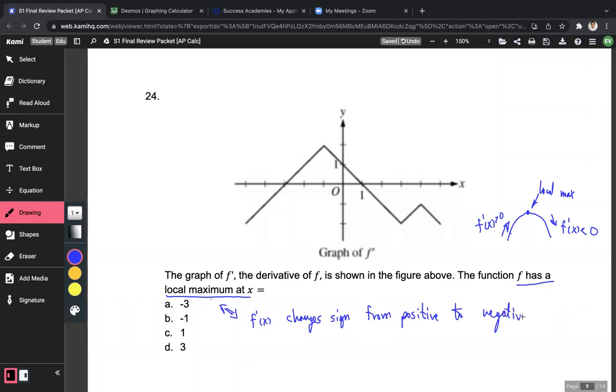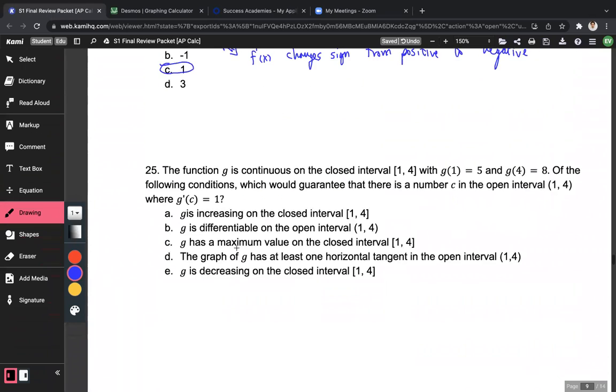So where does that occur on our graph? Well, let's start with where we're positive. Here we go from negative to positive. That's not what we want. We want positive to negative. So we're positive all through here. And then right at x equals 1, our graph of f prime goes from positive to negative. We'll do that in red. So at x equals 1, we have a local maximum. Answer choice C.